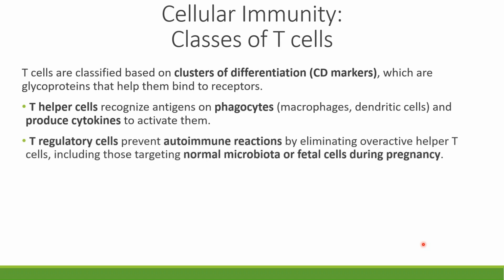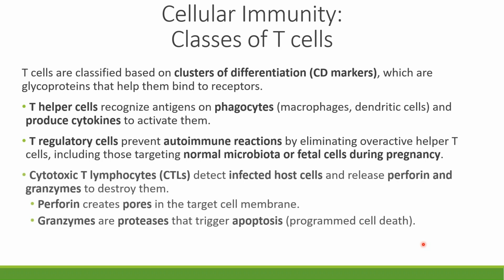T regulatory cells help prevent autoimmune reactions. So they remove overactive helper T cells. This prevents the immune system from attacking our normal microbiota or fetal cells during pregnancy, so on and so forth, which, as you can imagine, is important. I described how the B cells just create different types of antibodies, and they're floating around looking for an antigen. So this is one of the ways that the cell is able to differentiate normal microbiota and the self from actual pathogens: the T regulatory cells, keeping everything regulated.